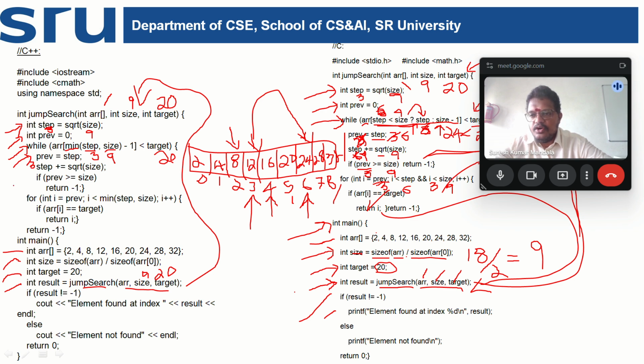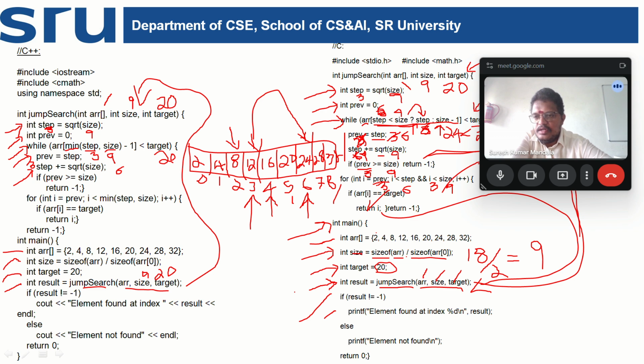Next step, what are we doing? In the step, we are incrementing: step plus equal to the square root of size. What is the square root of size? 3. Again, within the step, we are adding one more 3. 3 plus 3, 6 will be stored within the step. The step variable will now hold the value 6.